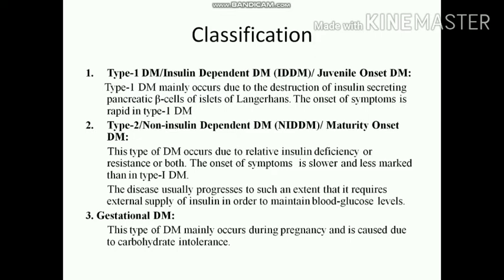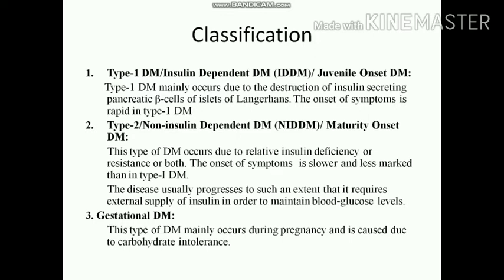And next is type 2 diabetes. In type 2 diabetes there is insulin deficiency or resistance or both. Insulin deficiency means the pancreatic cells are secreting insulin, but it is not sufficient to maintain the blood glucose level. Or the body is secreting a sufficient amount of insulin, but the cells are not accepting this insulin, and that is called resistance. For that reason the blood glucose level of the body increases, and that is called type 2 diabetes.